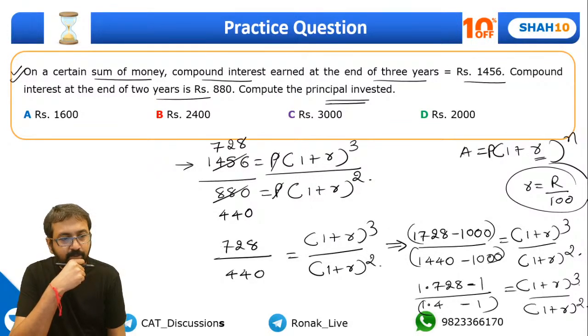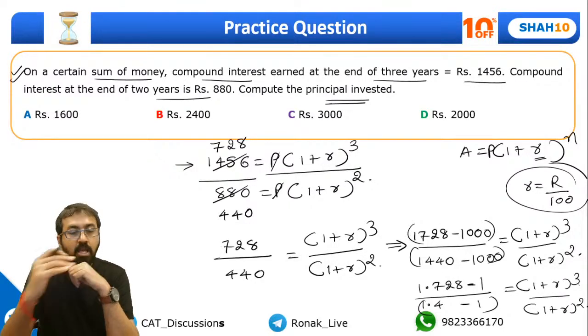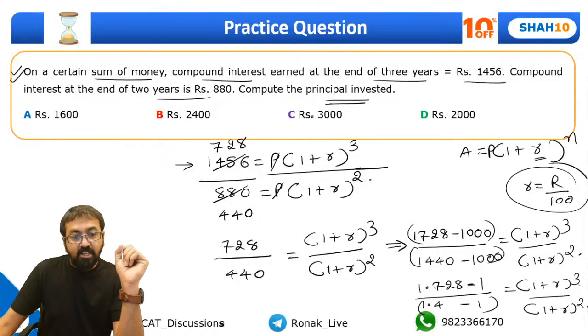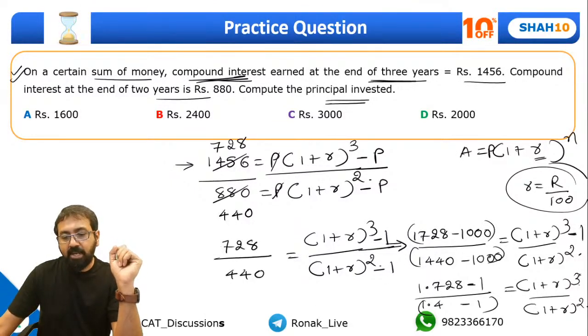This is compound interest at the end of 2 years. Guys, there is a mistake. See, there is a mistake. Please understand. This is compound interest earned at the end of 3 years. So can I say this is the amount minus principal? We have to do the same way, amount minus principal. So you will get this minus 1 over here, minus 1 over here, correct? This should be minus 1, and so on and so forth.